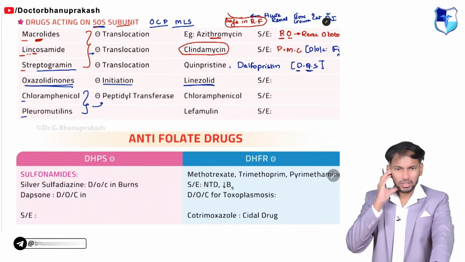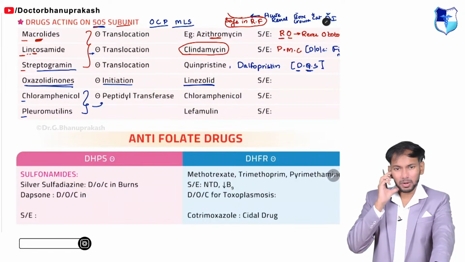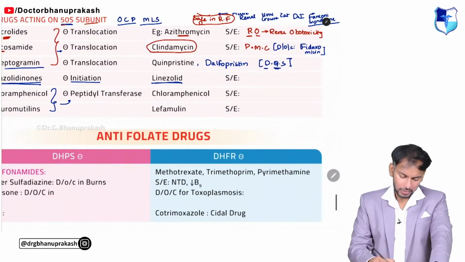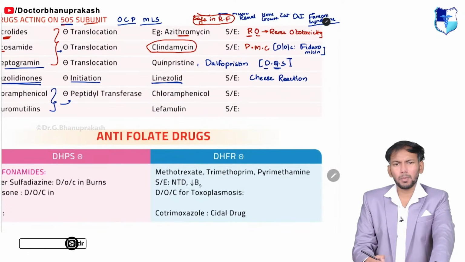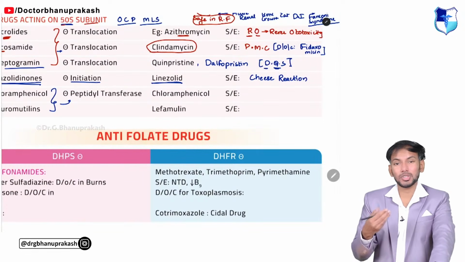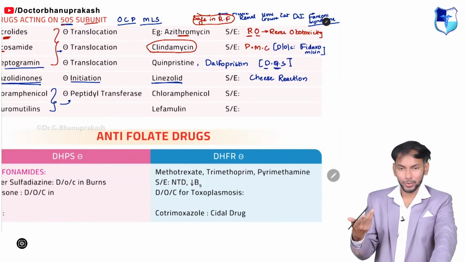What are the side effects of linezolid? Not really important, but one thing I want you to remember is it can cause cheese reaction. Why? Because it is an MAO inhibitor. Drug of choice for cheese reaction, I already told you, it is phentolamine.